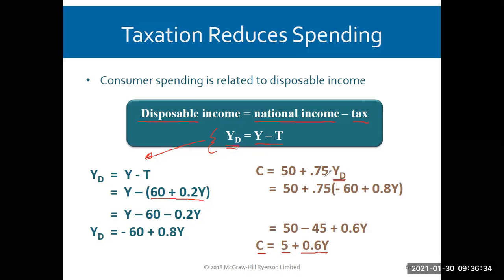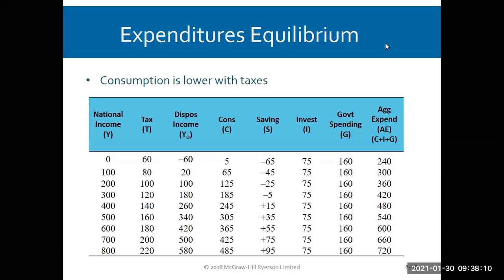So back that up a bit. C is 50 plus 0.75 YD now. That's a change. It was Y before. So all we do is we simply take YD and substitute it in there. YD we solved. Then we work through and we say consumption is 5 plus 0.6y. That's smaller than the other consumption because now, of course, we're paying taxes. So our consumption has got to be smaller. It's got to be limited. Some of our money goes to taxes. So that's our key point. Consumption is now lower with taxes.